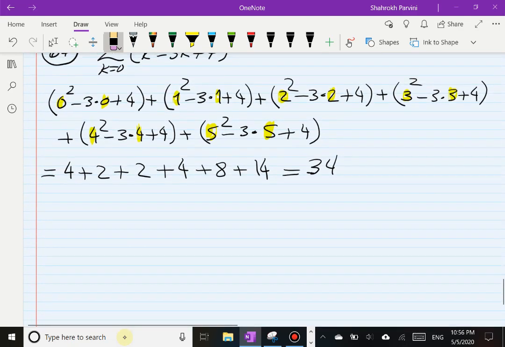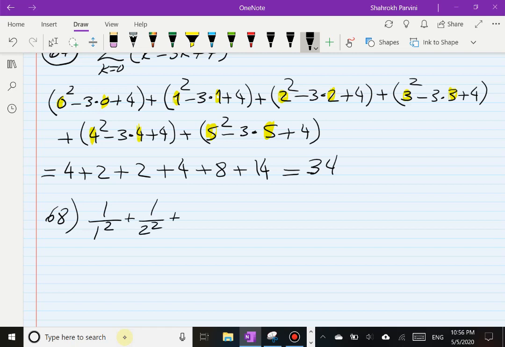Now let's look at the last segment in this section, and that's when they give us the series and they ask us to write it in summation notation. So in number 68, we have 1 over 1 squared, 1 over 2 squared, 1 over 3 squared. And remember, we want to look for a pattern. Okay, that's what we want to do. Look for a pattern.